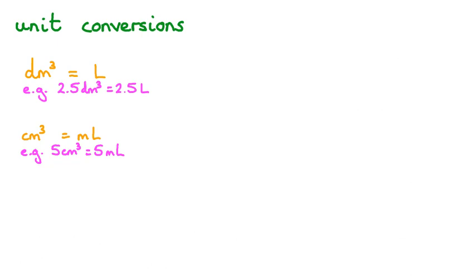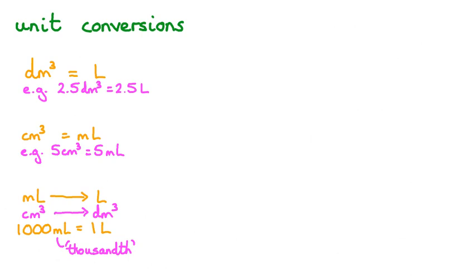But you may need to know how to convert millilitres into litres. This is, of course, the same conversion as converting centimetres cubed into decimeters cubed. There are 1,000 millilitres in every litre. Milli, as a prefix, means thousandth, and that tells you that there are 1,000 millilitres in a litre, or that 1 millilitre is 1,000th of a litre. So you could think of converting millilitres to litres as dividing by 1,000.